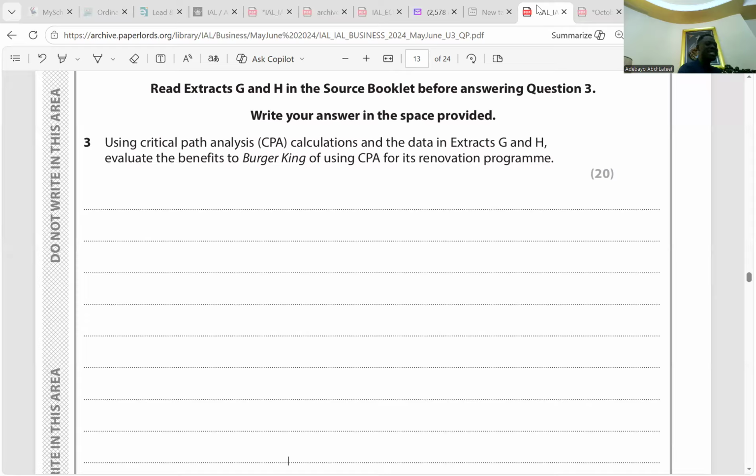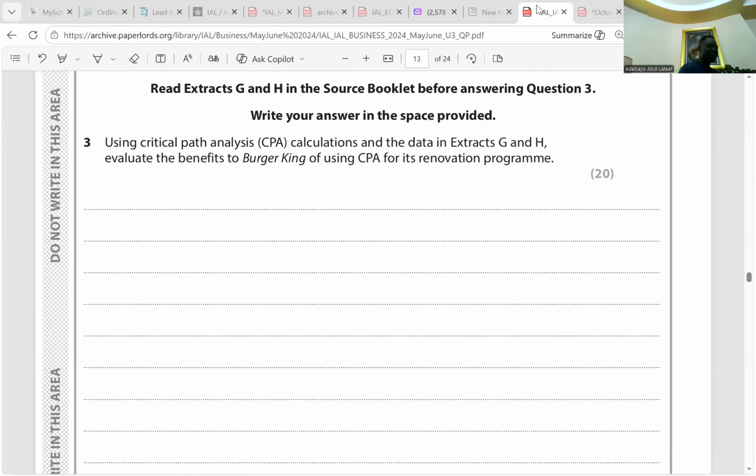The success depends on the skills of the person carrying out the CPA. Not only the data now, the skills of the person carrying it out. The first point you made was about the data inputted. Now we're talking about the skills of the person constructing the CPA. So there are two different things, and you're going to get two different marks for that. Talk about the skills, talk about the data accuracy. The success also depends on the supply chain, because you have to rely on those that are going to supply you raw materials. So if there is a delay in the supply chain, it affects the date it's going to be completed.